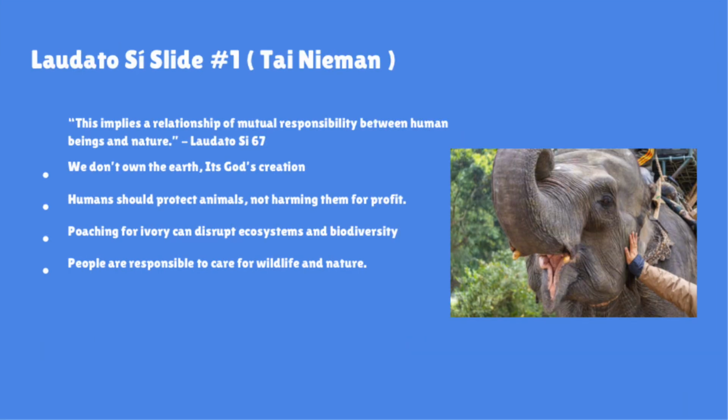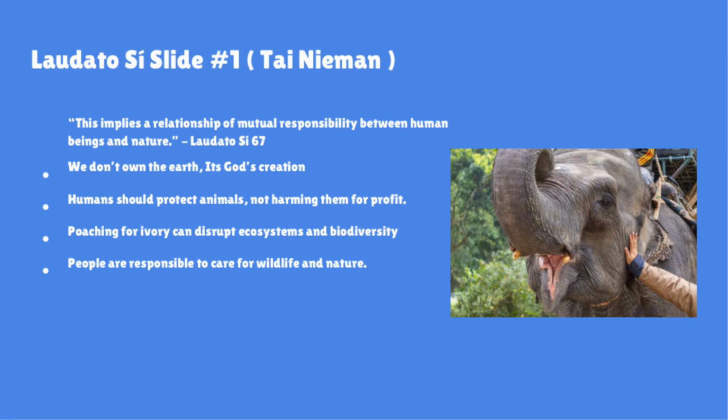My quote from Laudato Si that stood out to me was, "This implies a relationship of mutual responsibility between human beings and nature," from Laudato Si 67. This quote explains that humans and nature share a relationship of responsibility. Humans should protect animals and the environment rather than harming them for profit.